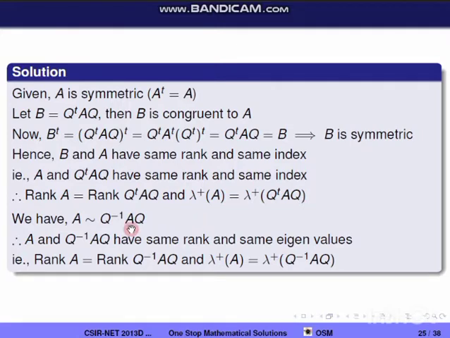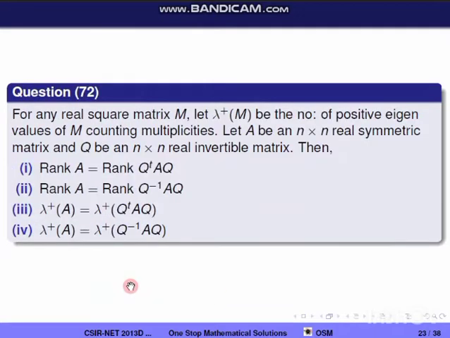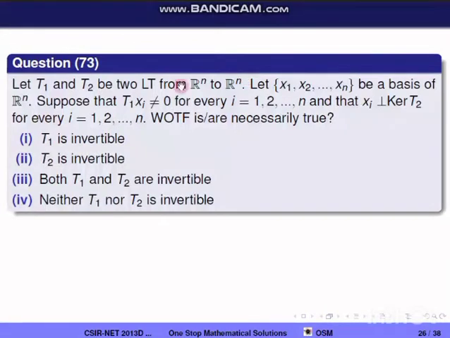Also we have A is similar to Q inverse AQ, where Q is invertible. Therefore, similar matrices have same rank and same eigenvalues. So, A and Q inverse AQ have same rank and same eigenvalues. So, rank of A is equal to rank of Q inverse AQ. Lambda plus of A is equal to lambda plus of Q inverse AQ. So, we'll check the correct options. So, the correct options are all the 4. 1, 2, 3, 4. Next question, question 73.